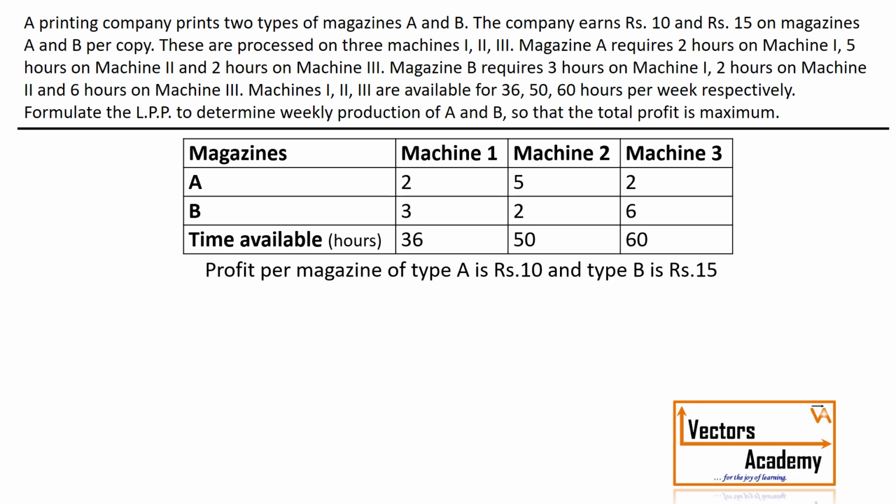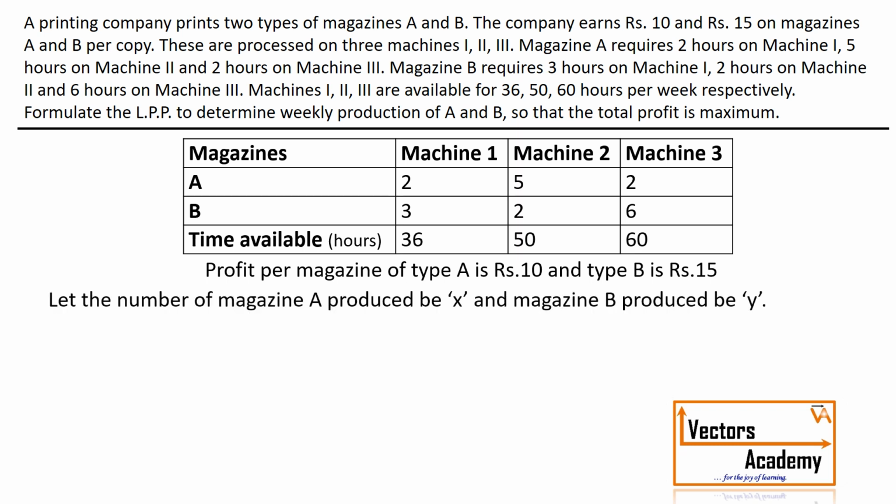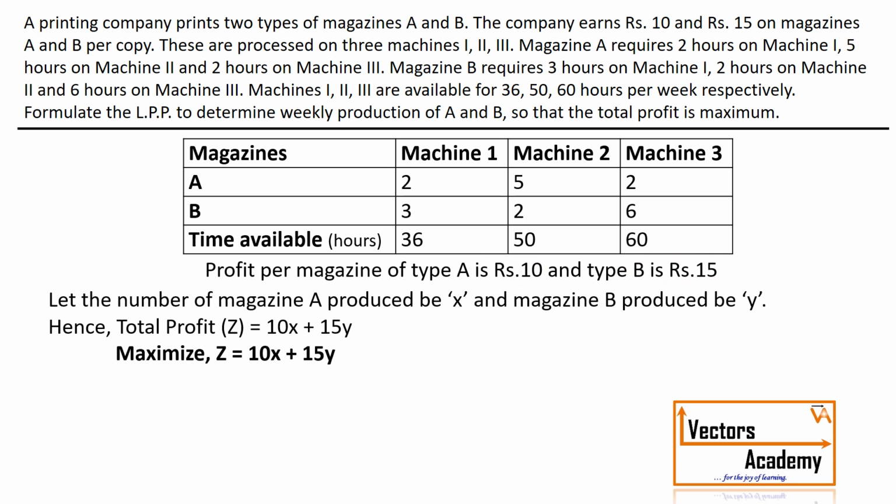Now once the table is prepared, we can start with our normal process. Let the number of magazines A produced be X, number of magazine B produced be Y. Now what will be the profit here? One magazine of type A gives you 10 rupees. So there are X total magazines produced of type A. So the profit will be 10X. Similarly, 1 unit of B gives you 15 rupees. So profit will be 15Y. So we have to maximize this profit.